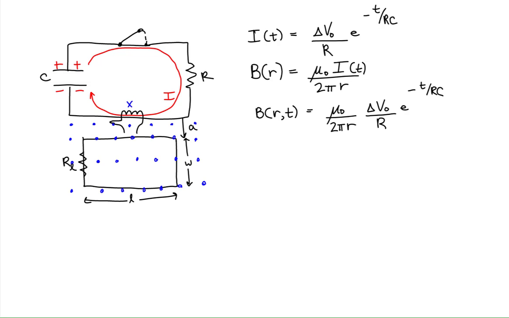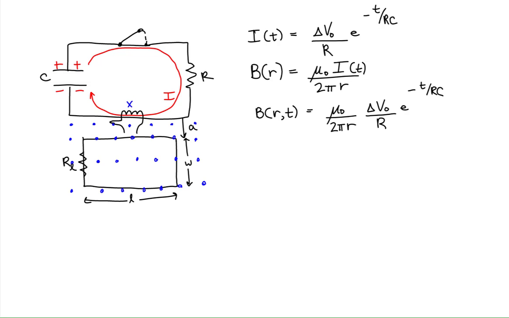So not only do we have a magnetic field that is a function of position, a function of distance away from the wire, this magnetic field also decreases in time. It's changing, and it's decreasing at an exponentially decaying rate. Now, that's the case because the current in the RC circuit is decreasing exponentially. And therefore, the magnetic field created by that decreasing current is also decreasing exponentially.